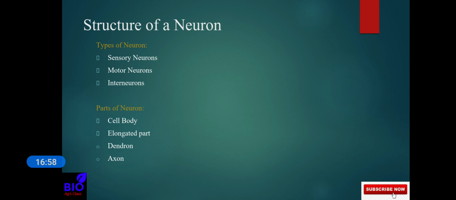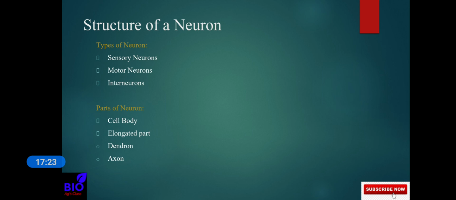So what's the function of this myelin? Myelin helps the axon to conduct an electrical signal. Neurons generally have one main axon. So these are the functions of the axon and dendron.